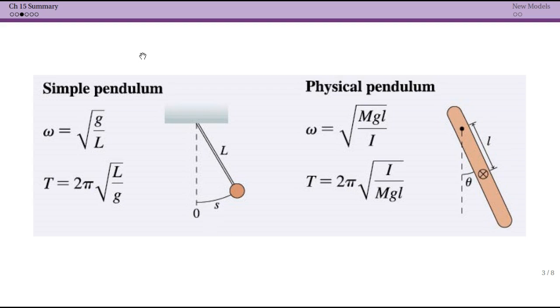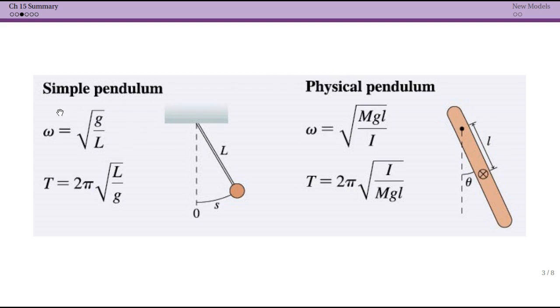We then looked at our pendulum, and we saw that we could have simple harmonic motion for either a simple pendulum or a physical pendulum, but we had to use the small angle approximation. So we can only talk about simple harmonic motion of pendula for small amplitude oscillations.